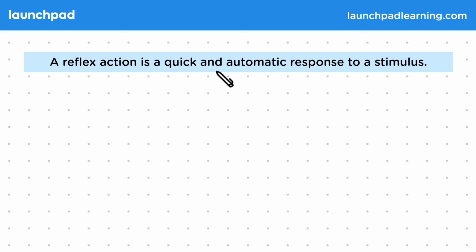A reflex action is a quick and automatic response to a stimulus. You're probably familiar with the knee jerk or patella reflex. This is a sudden kicking movement of the lower leg in response to a sharp tap on the tendon just below the kneecap. This reflex helps to maintain balance, for example, after you jump.